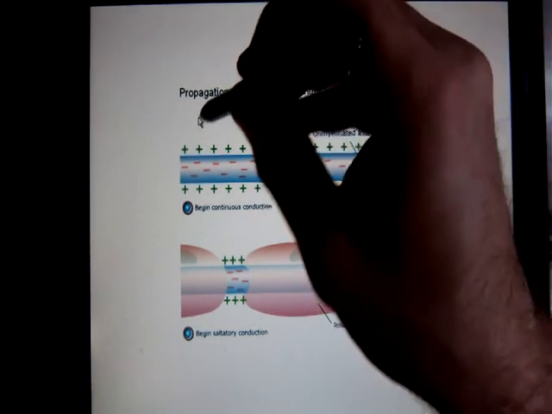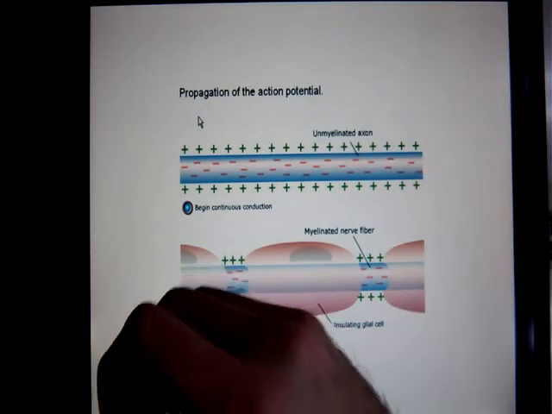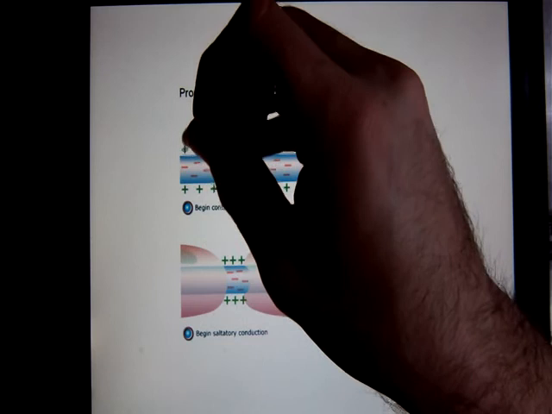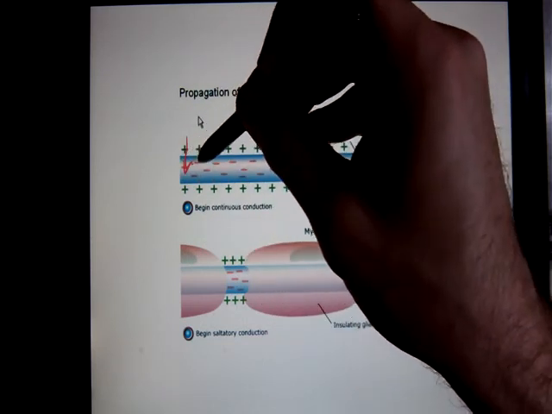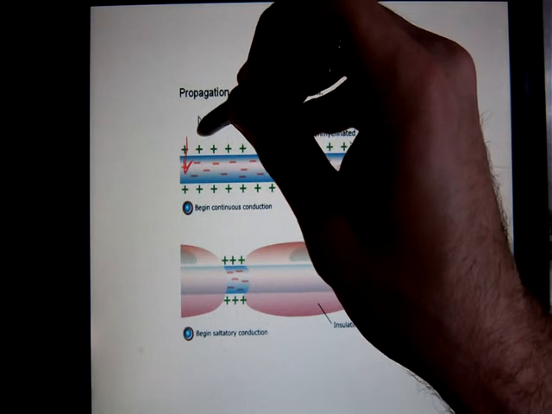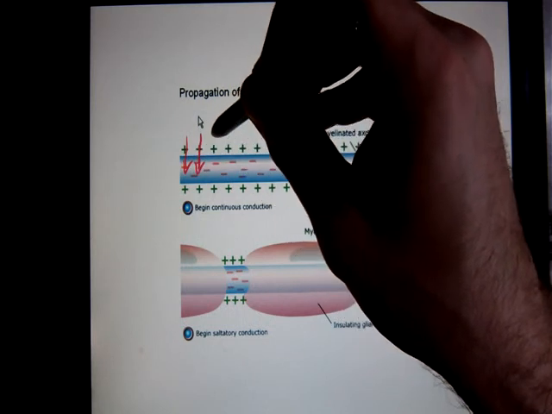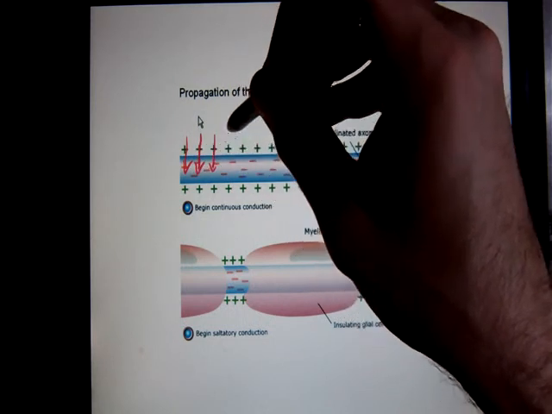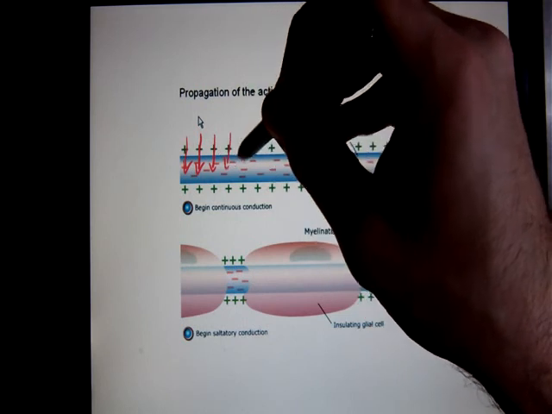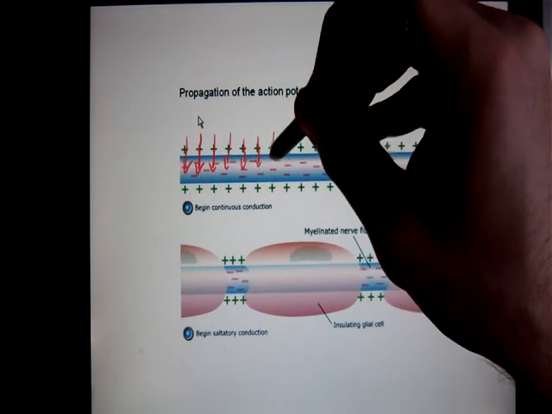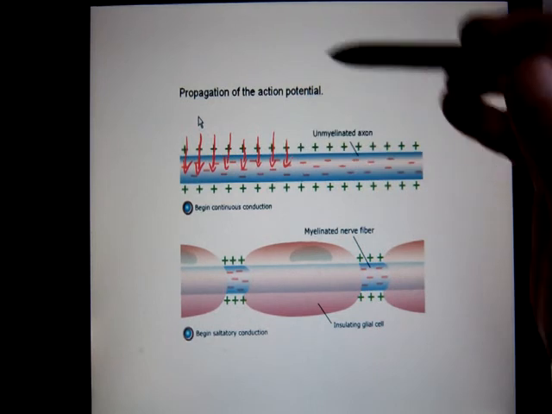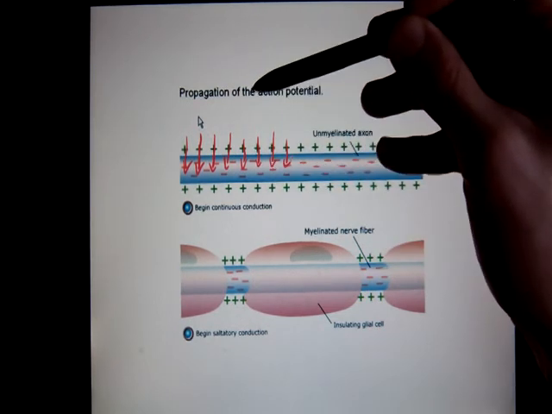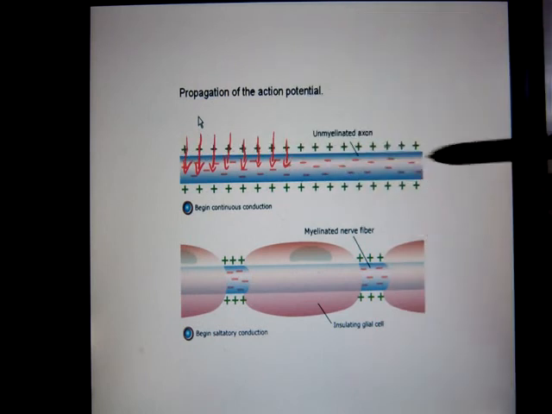In an unmyelinated neuron, when I have an action potential, it's going to cause sodium channels to open and sodium flows in, and then the sodium is going to cause the next voltage gated channel to open, causing more sodium to go in, and that will open up the next gate, causing more sodium to go in. And in this way, it works its way down the axon. Notice most of the movement is in and out of the cell, not really going along the cell, which is kind of where we want the message to go.